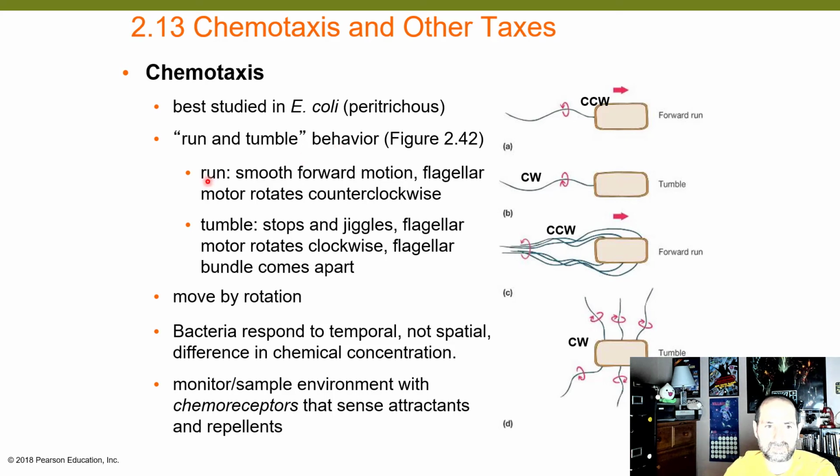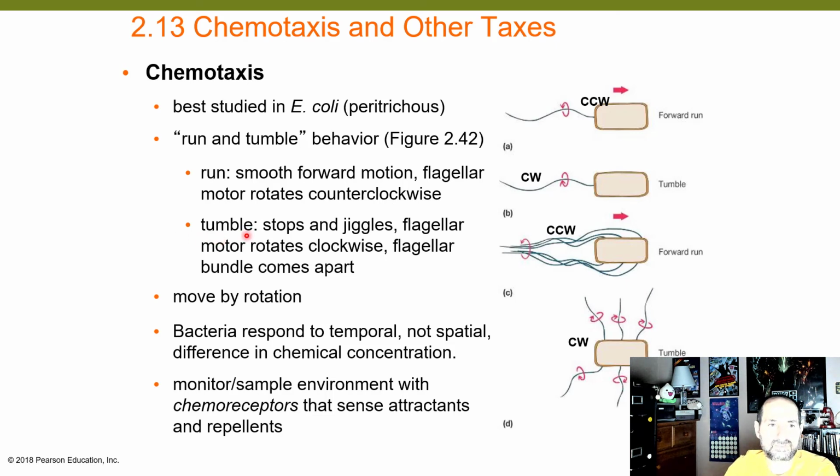During a run, the bacterium is moving forward, right? There's smooth forward motion. The flagellar motor rotates counterclockwise. If you need to remember this, counterclockwise rotation of the flagella propels the cell forward, okay?